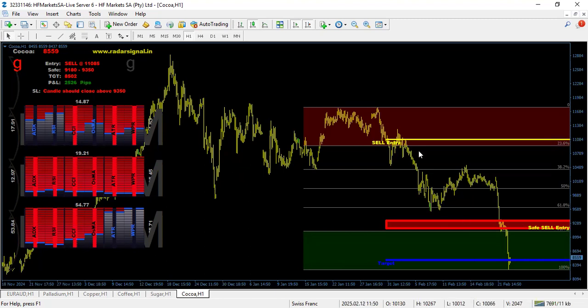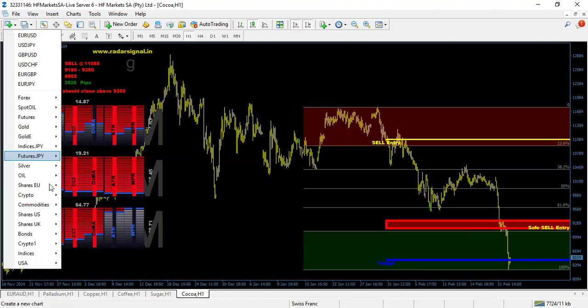So you can see this was a very good sell setup. Very good sell setup. It went very well on the commodity of cocoa, and then it hit our target. The pips that were initially won here is 2,526 pips. Very good for the week.